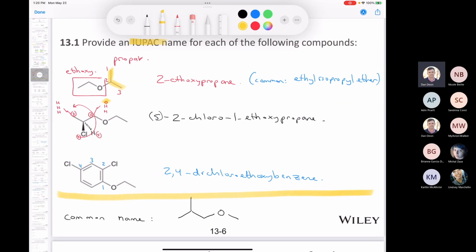While you're doing that, I'll take a sip of coffee. And you can either type it in the chat or unmute your mic if you think you have an answer. Anybody have an idea about this one?